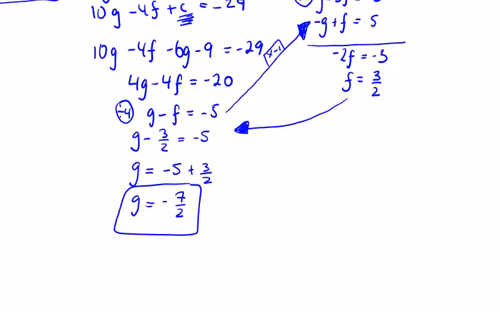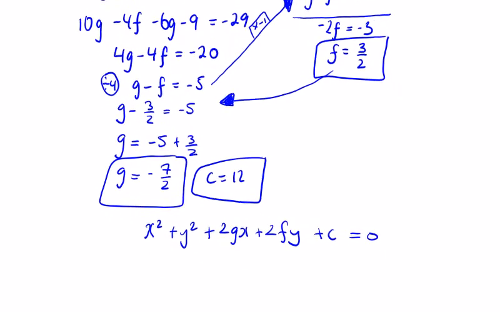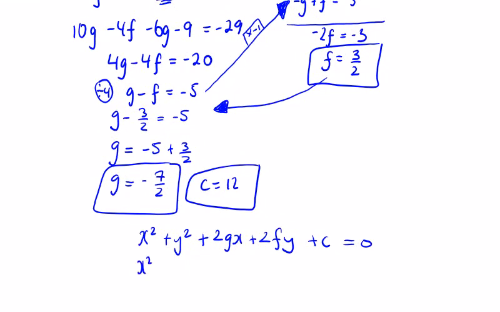I have my g, I have my c equals 12, I have my f, and now we need to sub these back into my general equation of a circle, x squared plus y squared plus 2gx plus 2fy plus c is equal to 0. So I have my x squared plus y squared, and I have 2g, so that's going to be, just do a little bit of rough work to make sure we have it right, minus 7 over 2 by, that's my g, by 2 by x, so I'm going to get minus 7x.